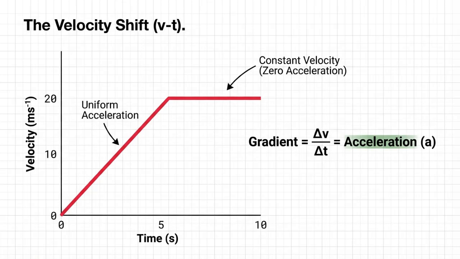Here we see how velocity changes over time, first increasing steadily and then leveling off. The upward slope shows uniform acceleration, meaning the velocity is increasing at a consistent rate. This rate of change in velocity over time is called acceleration, which we can calculate using the gradient of this line. After 5 seconds, the velocity becomes constant, indicating zero acceleration during this period. This part of the graph represents motion at a steady speed, where velocity does not change with time. So this graph clearly illustrates the transition from accelerating motion to constant velocity.